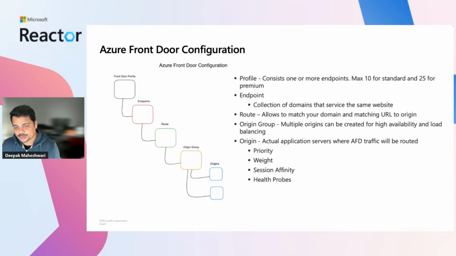Then you have origin groups, and origin groups are like collections of origins. You could have multiple origins. In my example, I talked about Australia East and Singapore data centers. These two could be the origins behind my origin group, so they can have load balancing. If one happens to be down, another one can be used, or I can set different weights, which can say that half of my traffic should come to Australia East and half of my traffic should go to, let's say, Singapore. I can configure those kinds of load balancing within the origins as well.